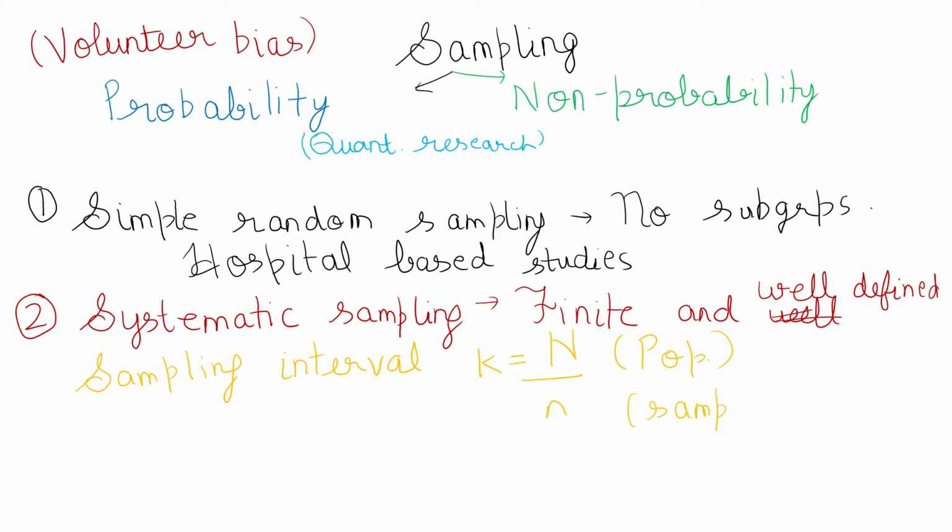I'll give you a very simple example: every 8th house in a population we have identified. We have done a survey and we have to find where the disease is prevalent. So we mark every 7th or every 8th house. This is systematic sampling.